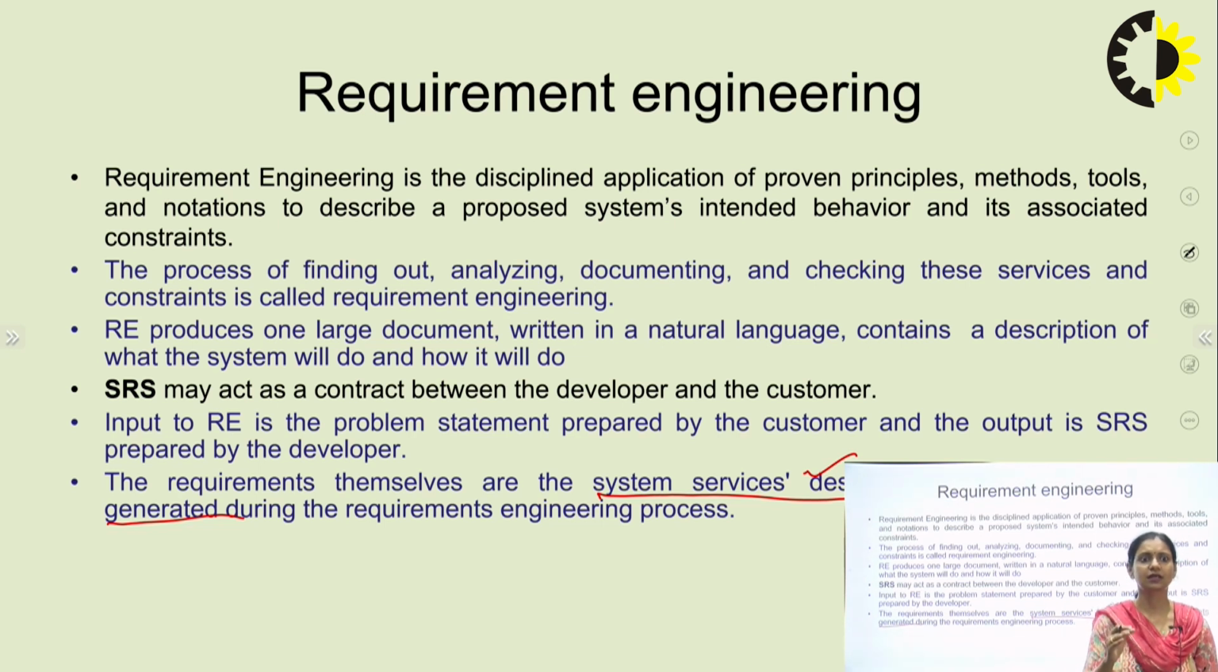The system service descriptions are given in detail so that the user and the developer can understand that all these descriptions are to be there in the software, and the constraints are also given by the development team so that the user can understand that these are the constraints he has to adjust with the software.